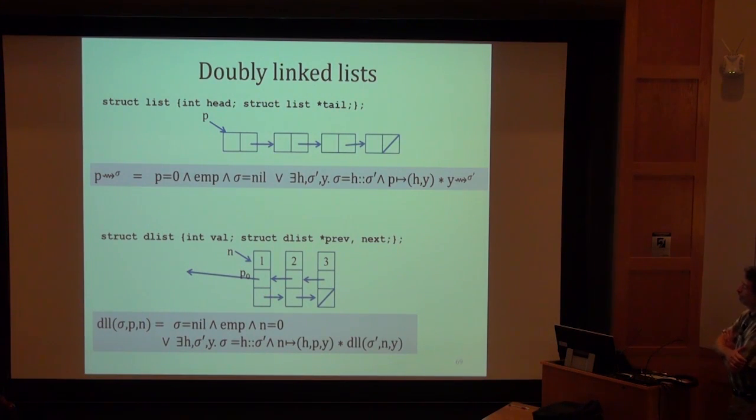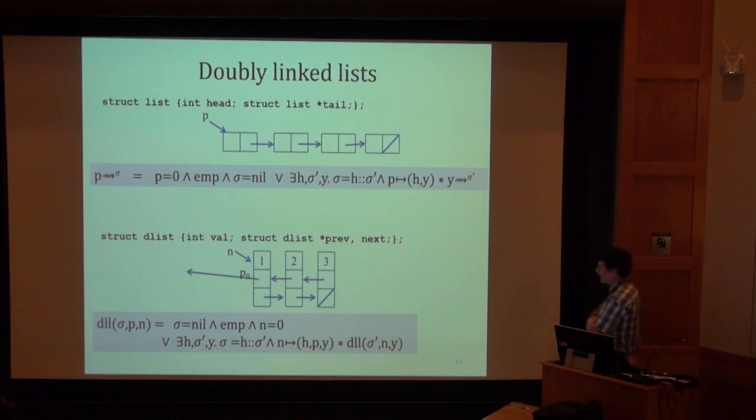So n points to a doubly linked list representing the sequence sigma with back pointer P if sigma equals nil and emp and n equals 0, the null pointer, or, I think this might be right, there's an H and a sigma prime and a Y such that sigma equals H cons sigma prime and n points to H, P, Y. And then there's a doubly linked list representing sigma prime with back pointer n.